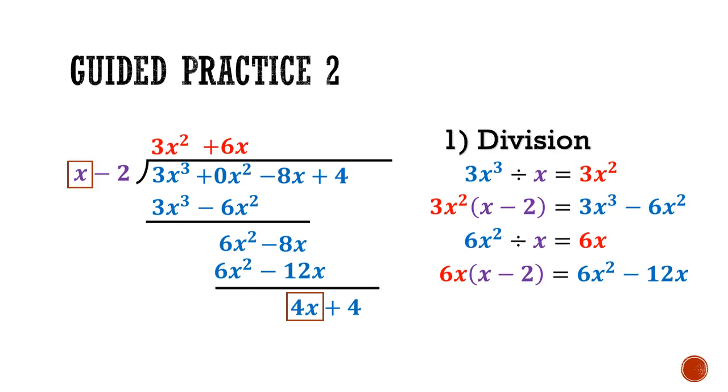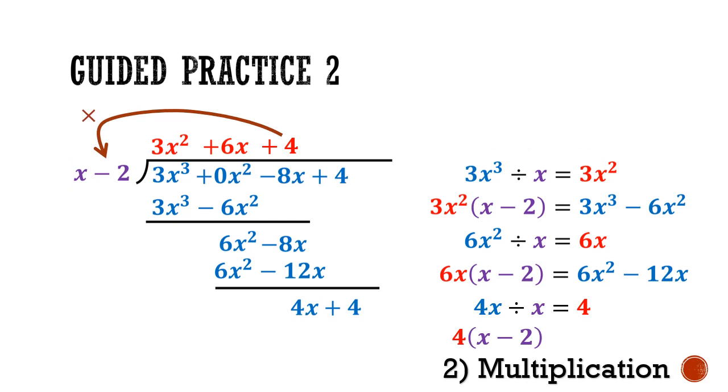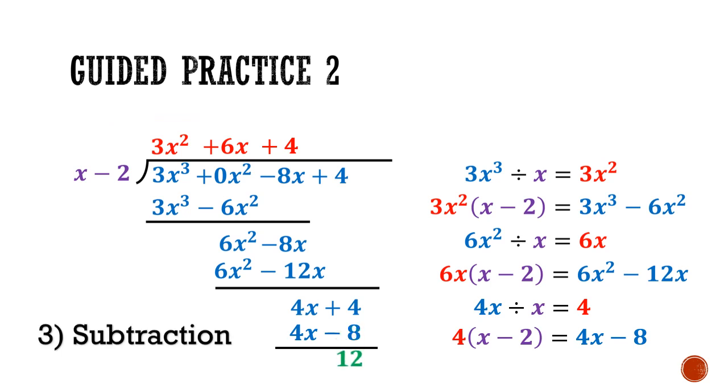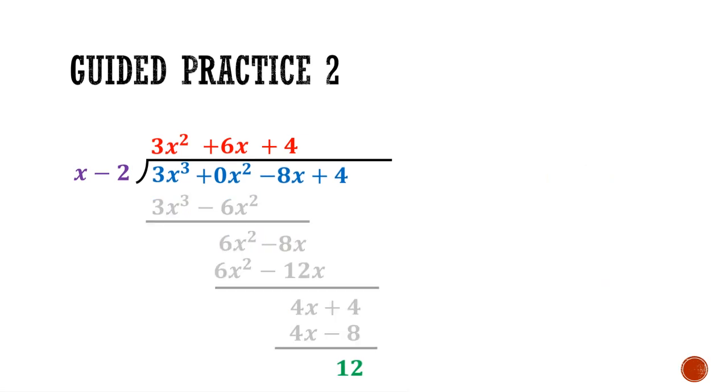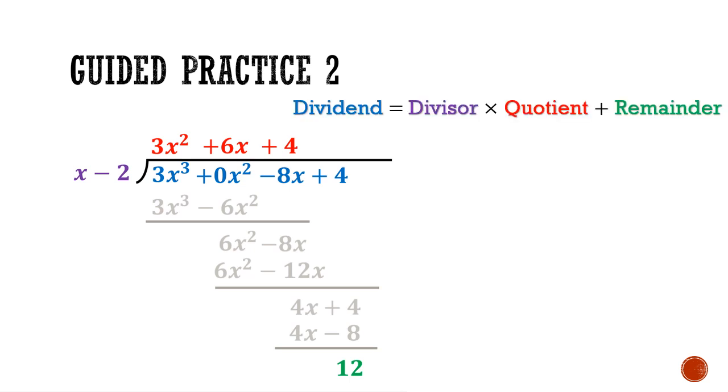Next, we go back to division. 4x divided by the leading term x will give us 4. Multiply. 4 times x minus 2 will give us 4x minus 8. And lastly, we subtract. And 4 minus negative 8 will give us 12. And that will be our remainder. Next, we're going to express this in the form of dividend equals divisor times quotient plus remainder.